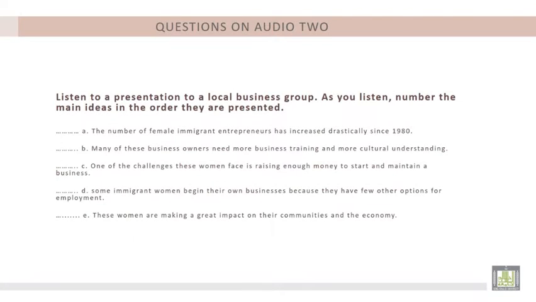The first idea presented in this presentation was A. The number of female immigrant entrepreneurs has increased drastically since 1980. The second main idea was D. Some immigrant women begin their own businesses because they have few other options for employment. The third idea is C. One of the challenges these women face is raising enough money to start and maintain a business.